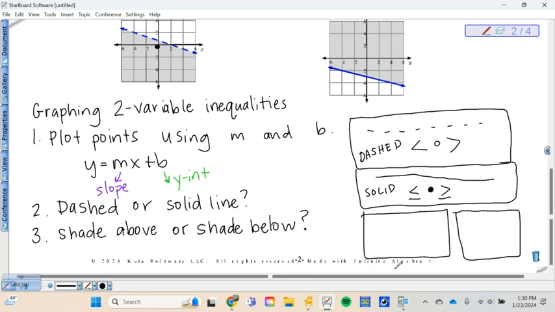Most of the time, like 99% of the time, if it's greater than or equal to, you shade above the line. So if you're going to guess, use this. Okay?